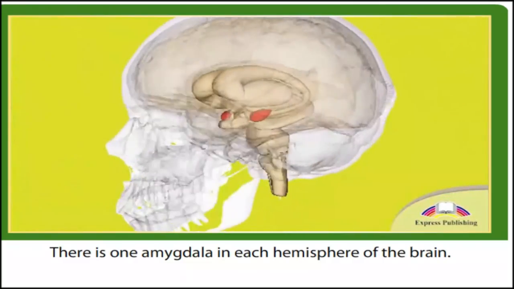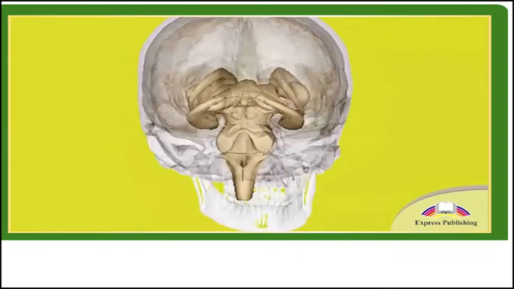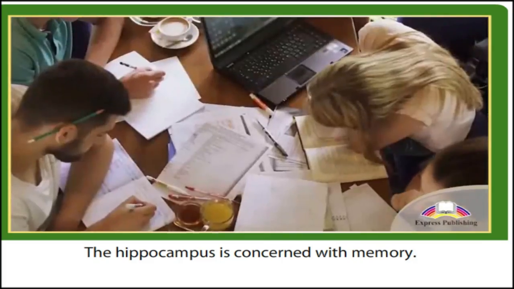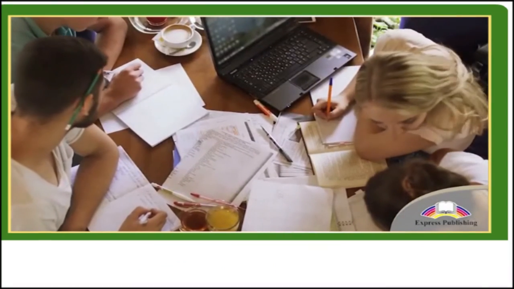There is one amygdala in each hemisphere of the brain. They are primarily responsible for emotions. The hippocampus is concerned with memory.